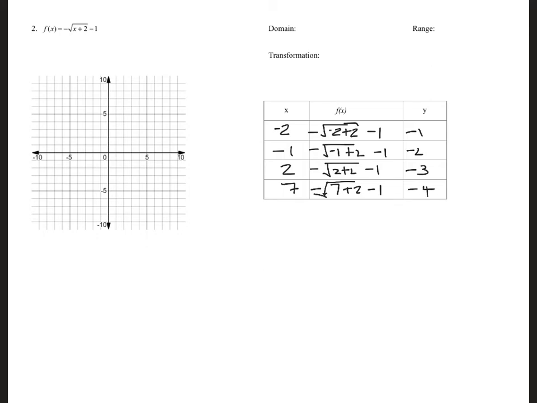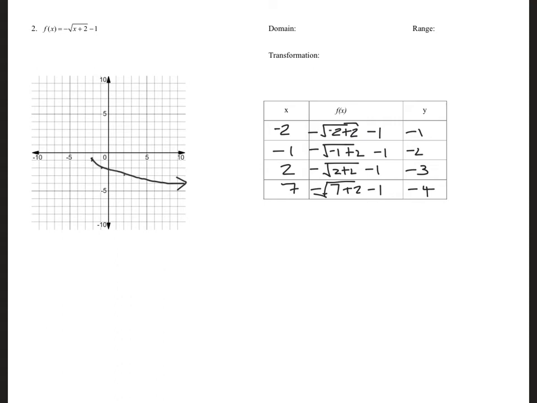And all we have to do now is to graph it. So negative 2, negative 1. And then negative 1, negative 2. And then 2, negative 3. And then the next one is 7, negative 4, right there. And now all we have to do is connect. And that's our graph right there.